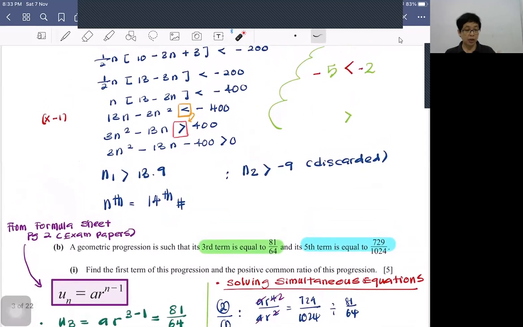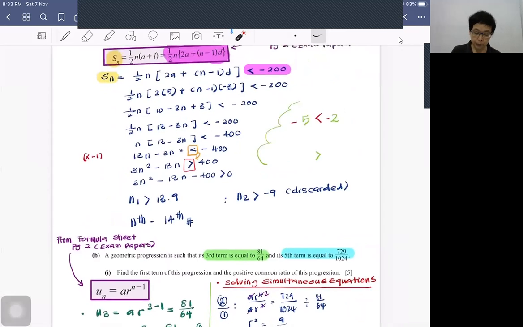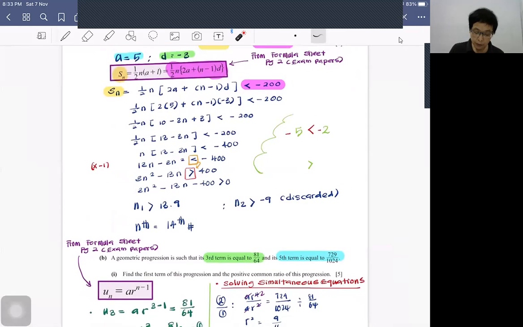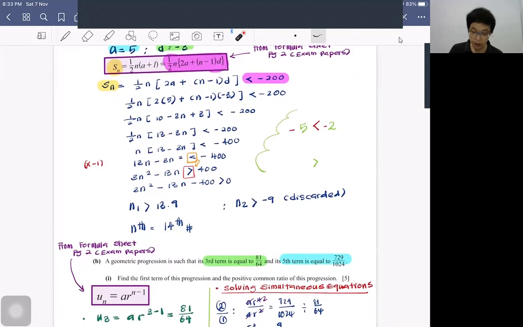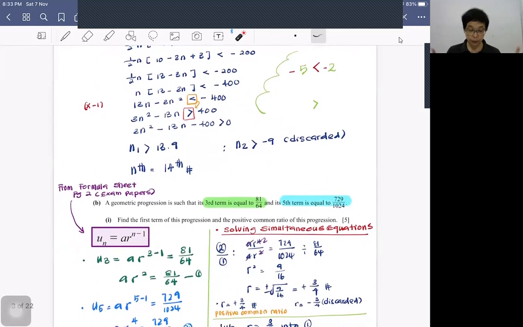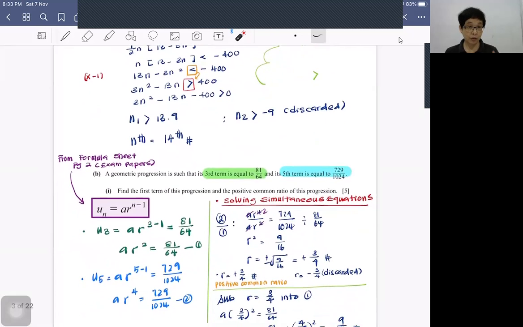Then it says that by the time we add up to the 12th term, it is not less than 200 yet. If we add up to 13, it's still not less than 200 yet. So the next term that will get the sum total to less than 200 will be the 14th term. And there you get for yourself the full marks for this question.